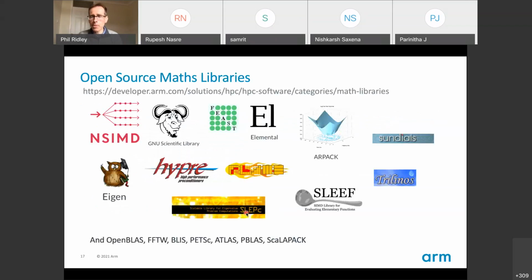In terms of maths library support, all the well-known libraries that you choose work on ARM-based HPC, just like any other architecture. The GNU libraries, the sparse solver libraries, we all contribute to their development, so that they're available if you want to try them.